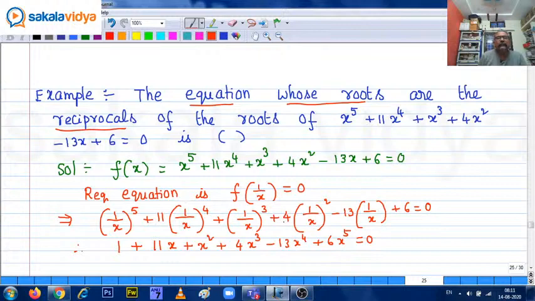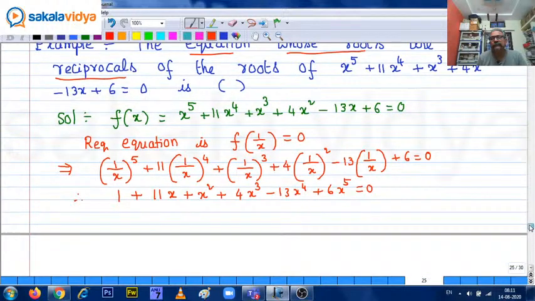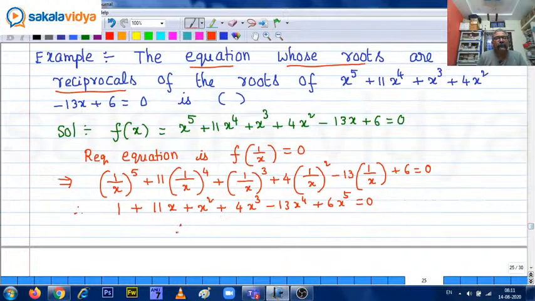So write it down in reverse order. Therefore 6x to the power of 5 minus 13x to the power of 4 plus 4x cube plus x square plus 11x plus 1 equals 0.